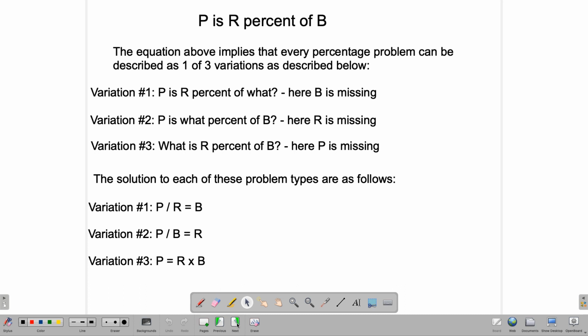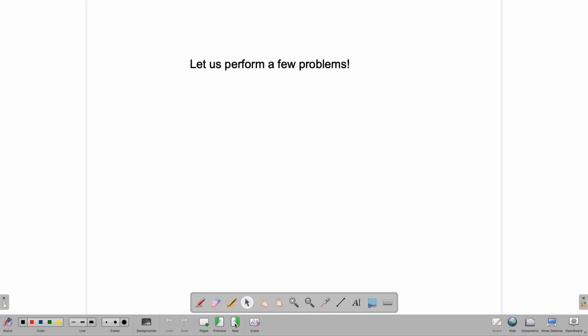Variation number 1. We have the part divided by the rate. This will produce the base. Variation number 2. We have the part divided by the base. This will produce the rate. Variation number 3. We have the part equals the rate times the base. So we multiply the rate times the base, it will produce the part. Let us perform a few problems.